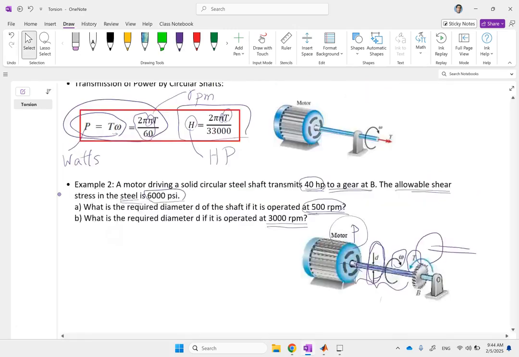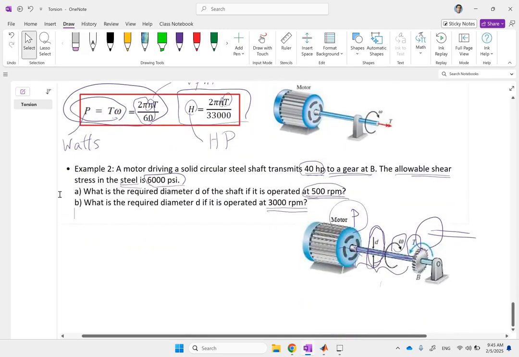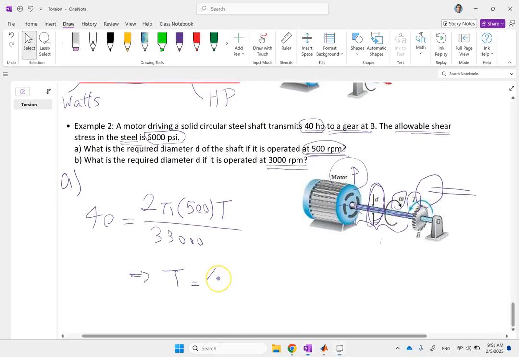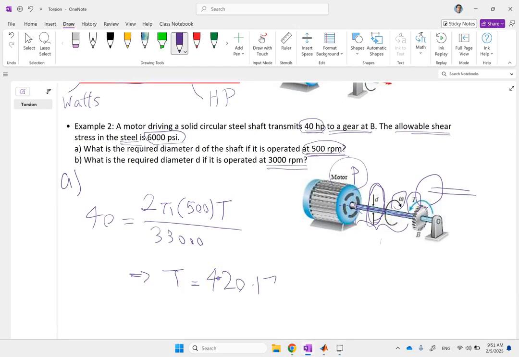So in this case, we have to go with this top formula because it is in horsepower. So it is 40 and it is equal to 2 pi. And here I'm looking at part A, and N is the RPM, which is 500, times the torque, which I don't know, divided by 33,000. So from here, you're going to get the torque to be 420.17 pound-force-feet.